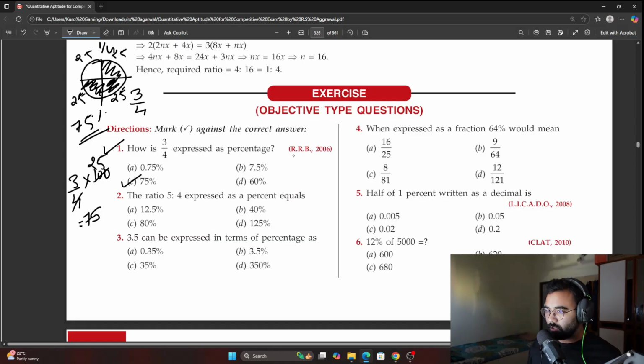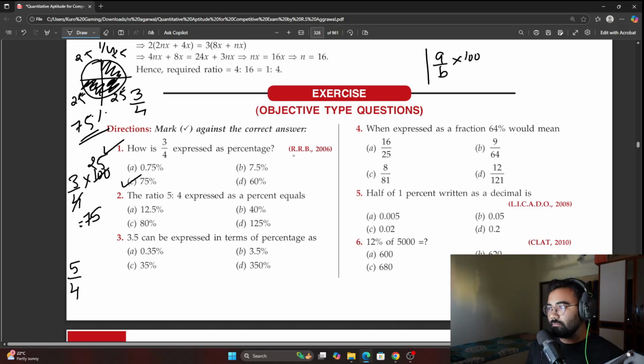Question number 2 says the ratio 5/4 expressed as percent equals. Simply, it's written 5/4. You can write it as a fraction, 5/4. All right. Again, the same thing. On a completely unrelated note, this is a little bit of theory if you must. So if there is a fraction that is A upon B, and you must convert this fraction into percentage, all you need to do is simply just multiply by 100.